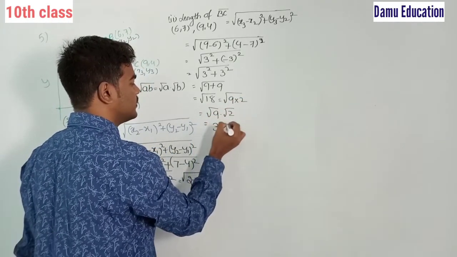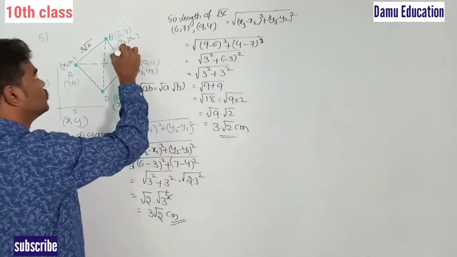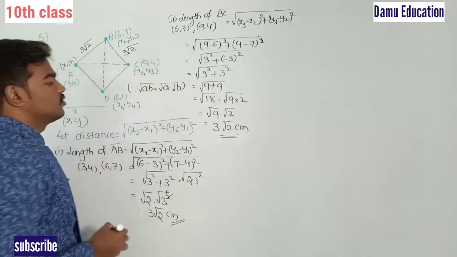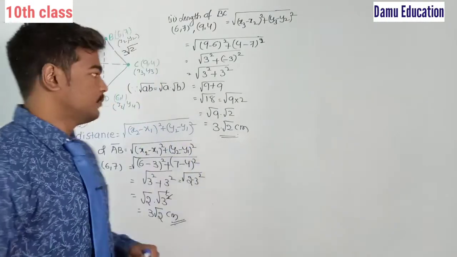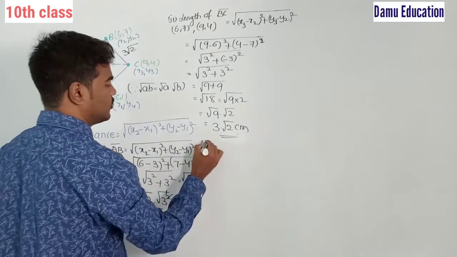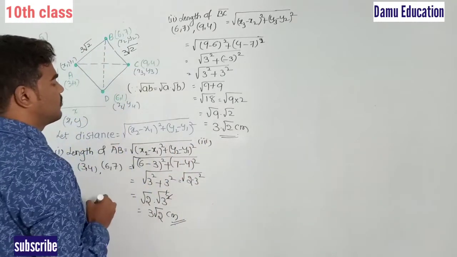Square root of 9 is 3, so this is also 3 root 2 centimeters. That is also 3 root 2. We got it. Next one. Let's take the third one. What is that? 9, 4 and 6, 1.